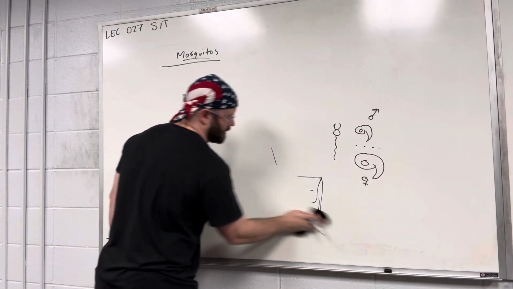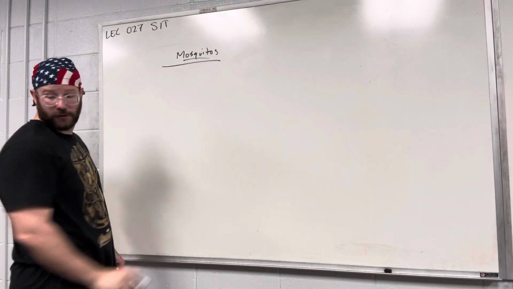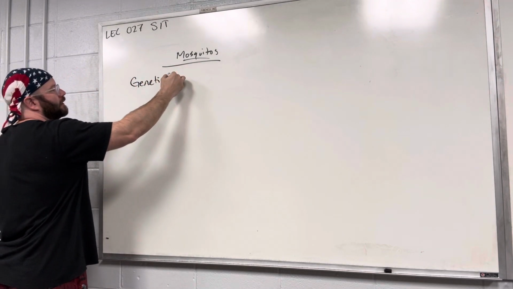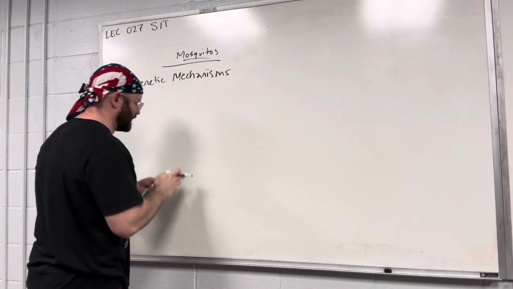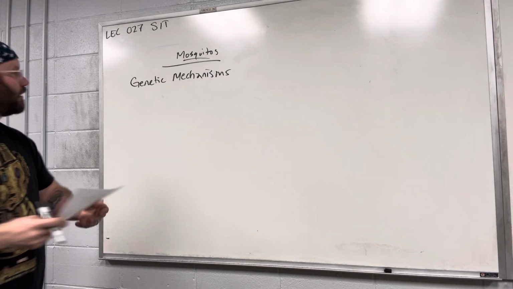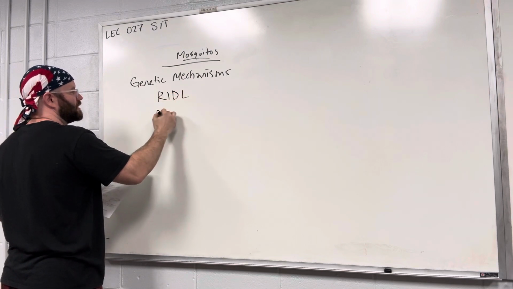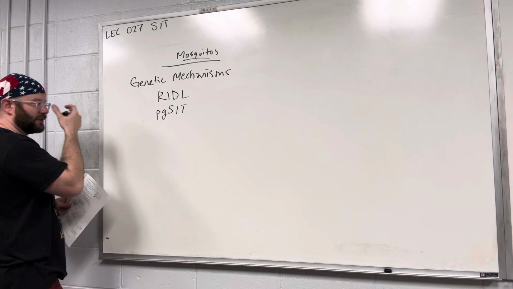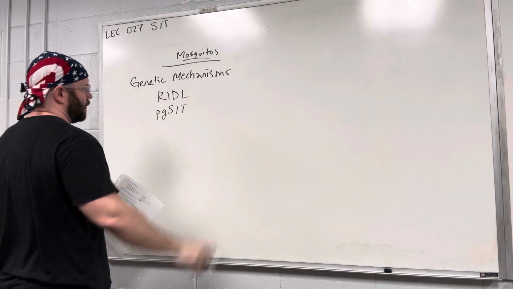Okay, so we'll talk about the genetic mechanisms now. There's a few of these. We'll talk about two today: Riddle and precision guided sterile insect technique. These are two of the newer ones; this one's a little bit older, this one's a little bit newer. Okay, so Riddle.